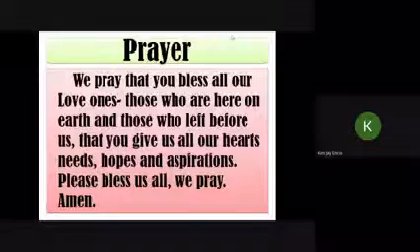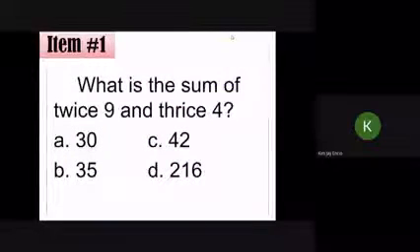So let's start with item number 1. What is the sum of twice 9 and thrice 4? Is it 30, 35, 42, or 216?